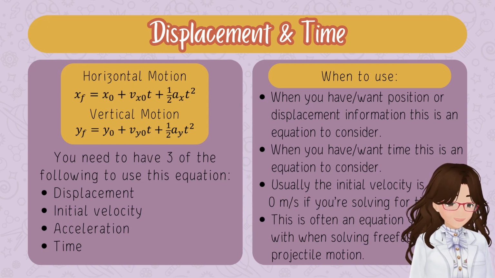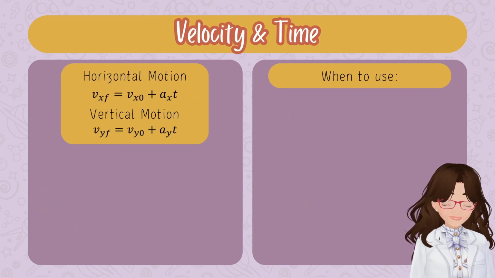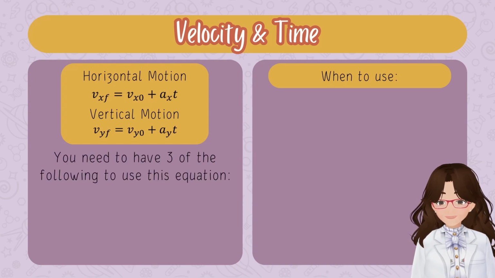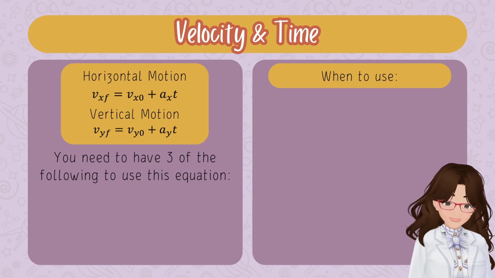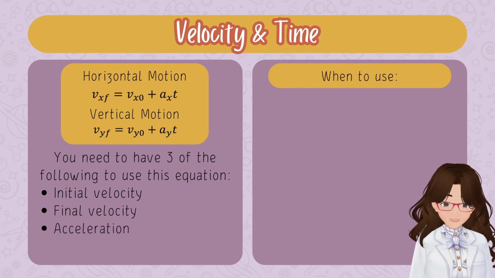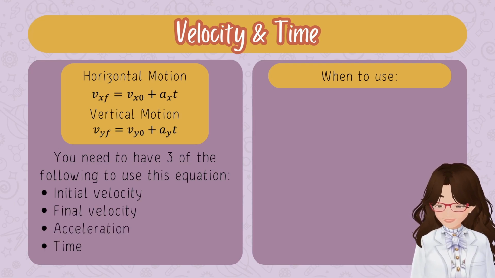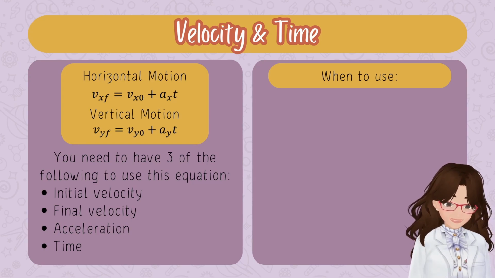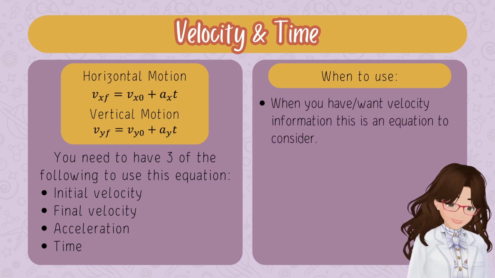The next equation is oftentimes associated with velocity, and it's really just another way to write out the equation for acceleration. In this case, our final velocity is equal to our initial velocity plus acceleration times time. You need to have three of the following for this equation: initial velocity, final velocity, acceleration, and time. So you want to make sure you have three of those things to solve.